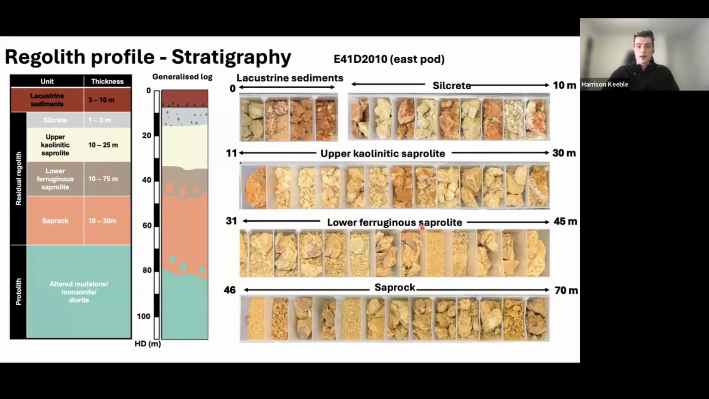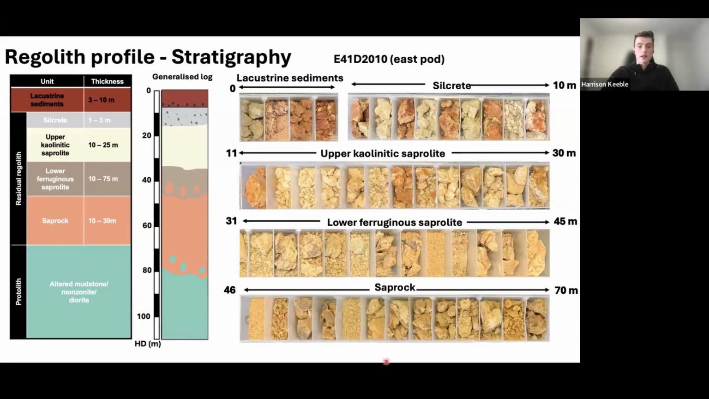Then going down deeper, we have the lower ferruginous saprolite, this getting its name from a very high proportion of iron oxides in comparison to the upper saprolite. You can see some of those here, this dark material here and here, quite throughout this section. There's also a good amount of manganese oxides that are discovered while logging, which is pretty cool.